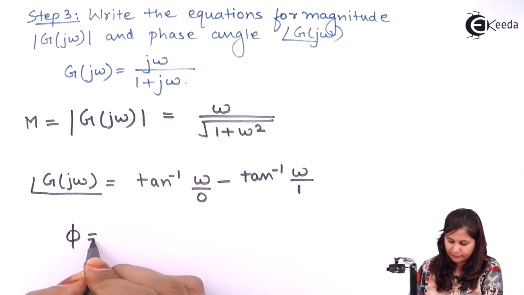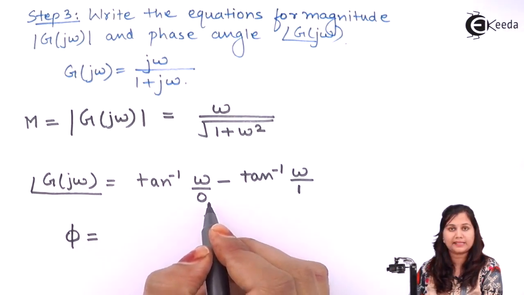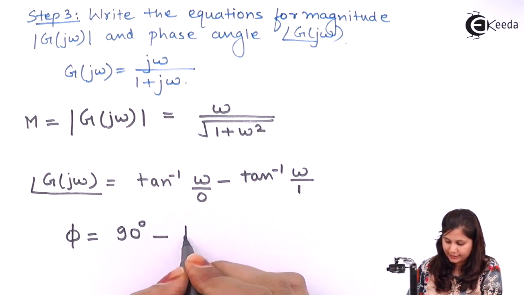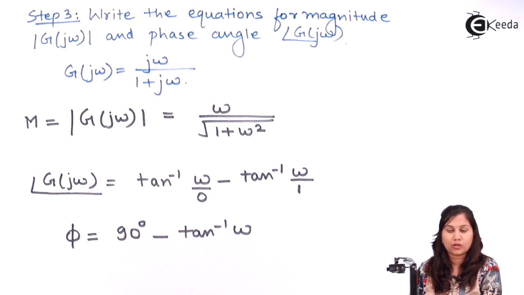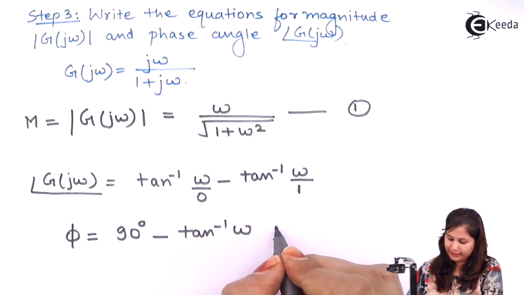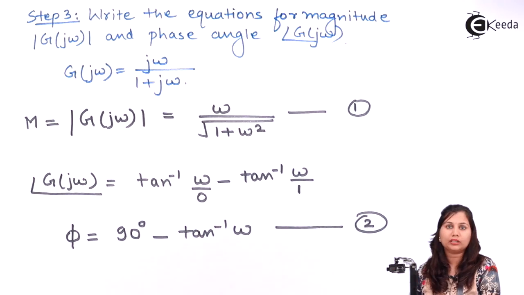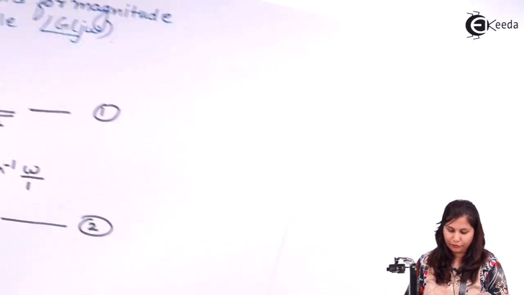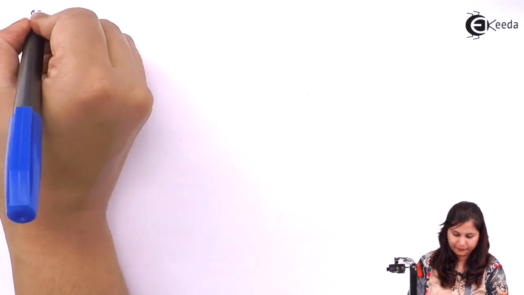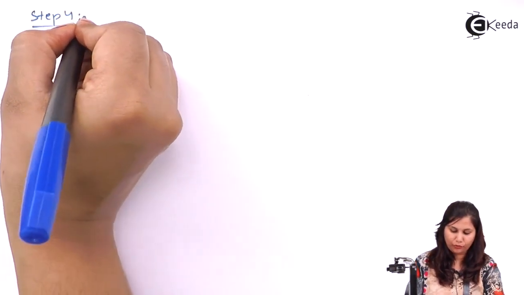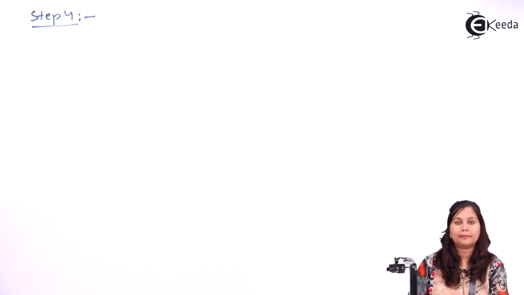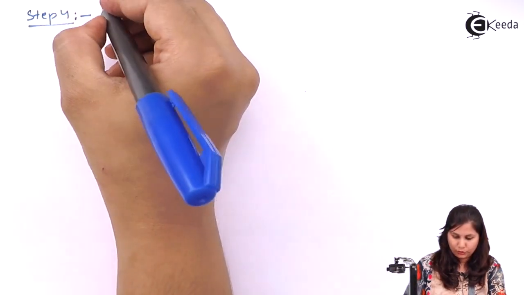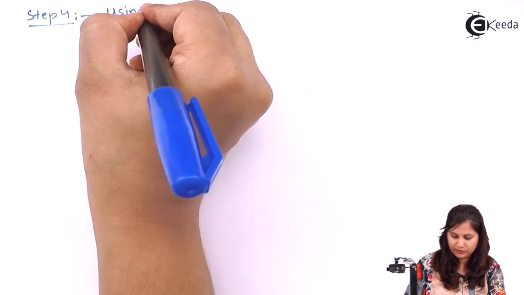When we solve it, putting the values, tan inverse of omega by 0 is tan inverse of infinity, which is 90 degrees, minus tan inverse of omega. So this is the expression for the magnitude, and this is the expression for the phase angle of the transfer function G(j omega). Now step number 4. In step number 4, we have to tabulate the magnitude and the phase angle for various values of omega from 0 to infinity, using these two equations which we have obtained.